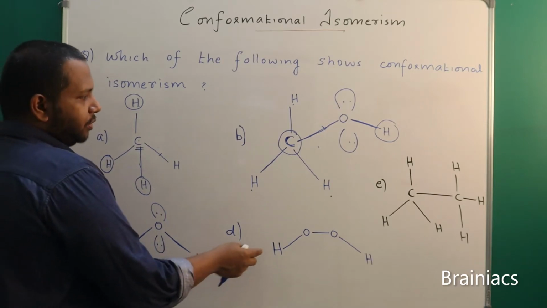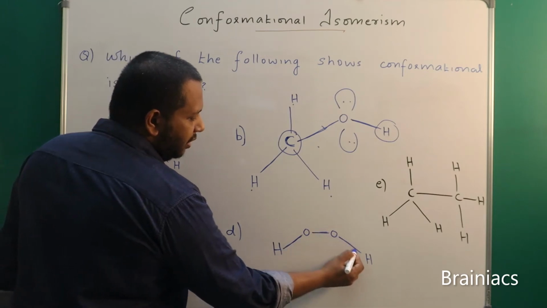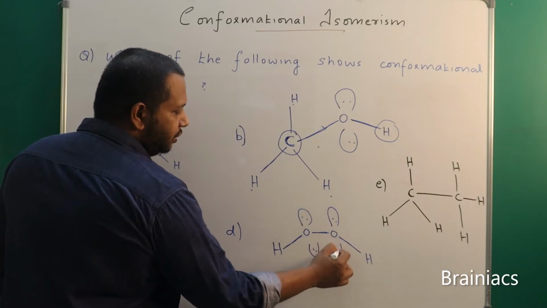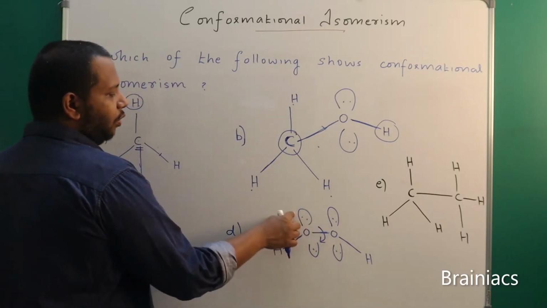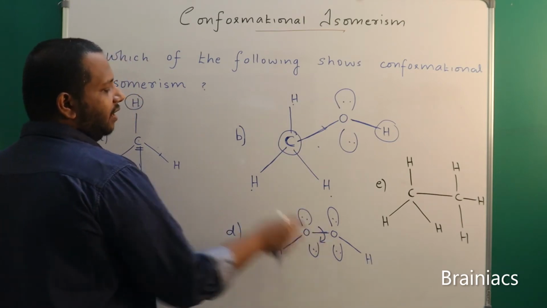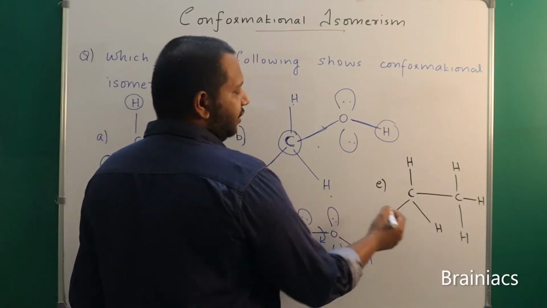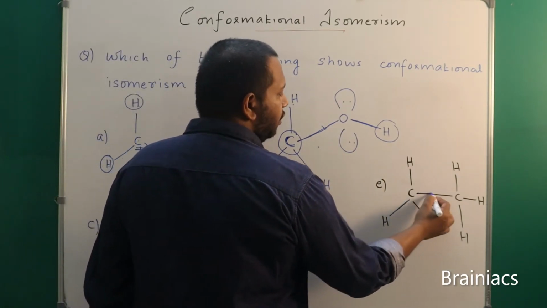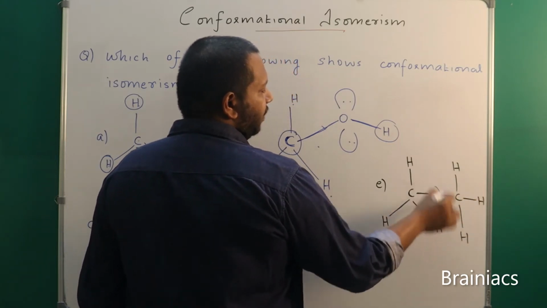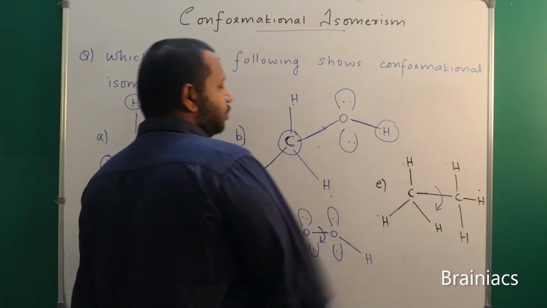Now let's look at option D. You can see here 1, 2, 3 continuous bonds are possible. So I can say this can rotate with respect to oxygen. So this is rotating lone pair, hydrogen, lone pair, hydrogen. Based on its orientation, I can say this can exhibit conformation isomerism. Now let's look at the last one. Here also I can say there are continuous bonds, 1, 2 and 3. It is possible. So this can rotate between this one and this one. So the position of the hydrogen will change with respect to this one. So this will also show conformation isomerism.